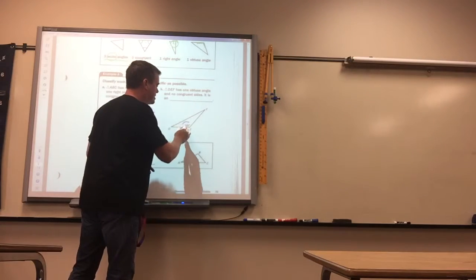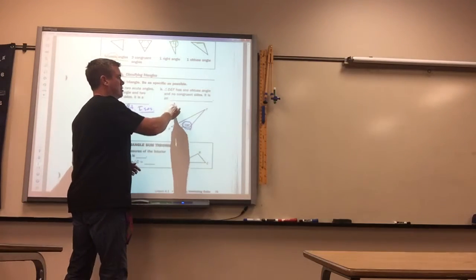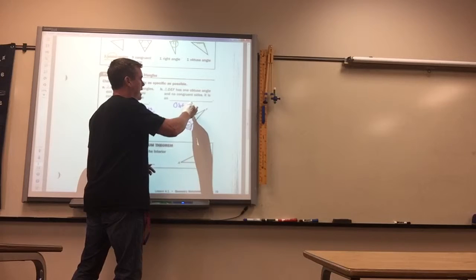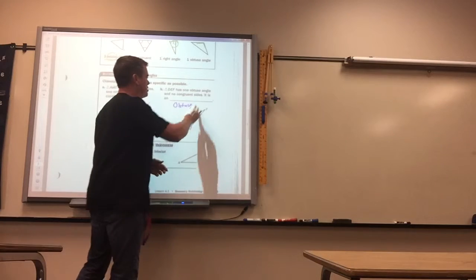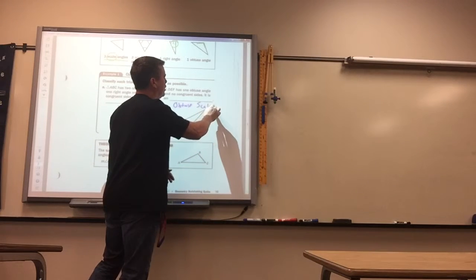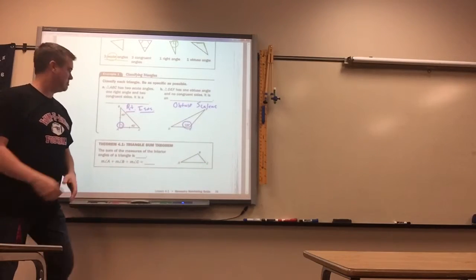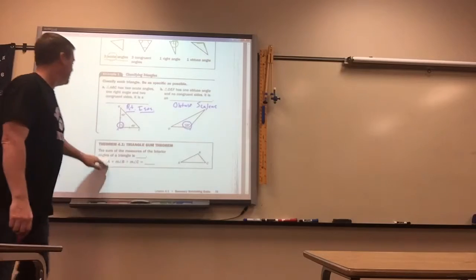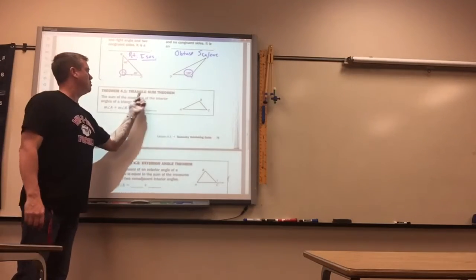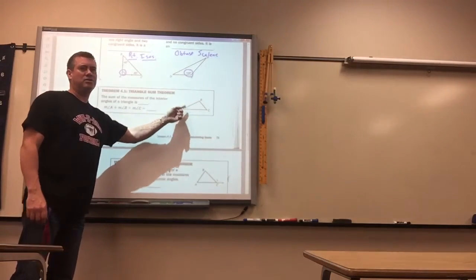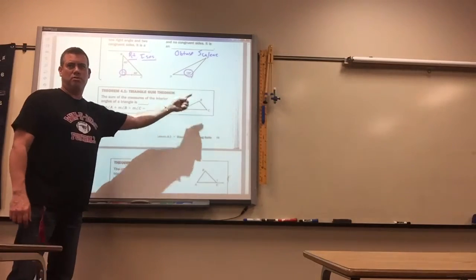This one, classifying by the angles, it's obtuse. And none of the sides are marked the same, right? So you'd call it scalene. You don't have to, you could call it a scalene obtuse, obtuse scalene, doesn't matter. Okay. This one we already know. The triangle angles always add up to 180.